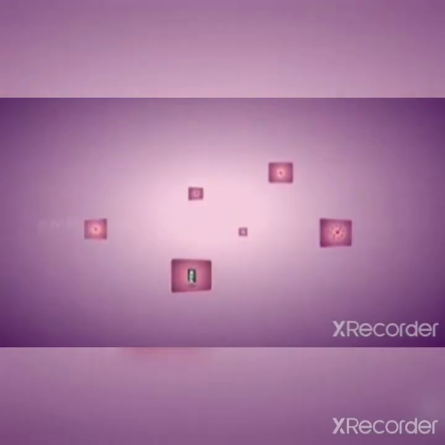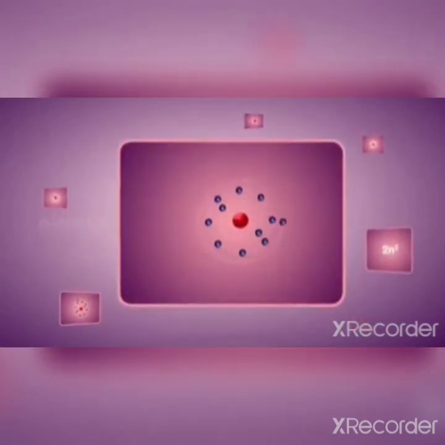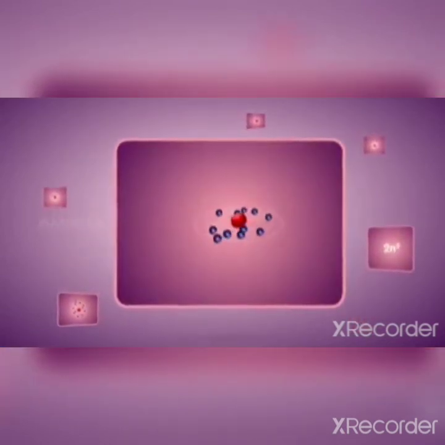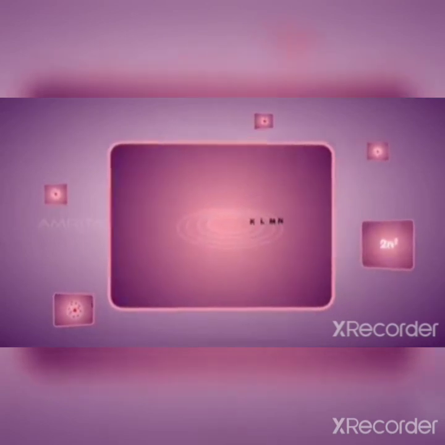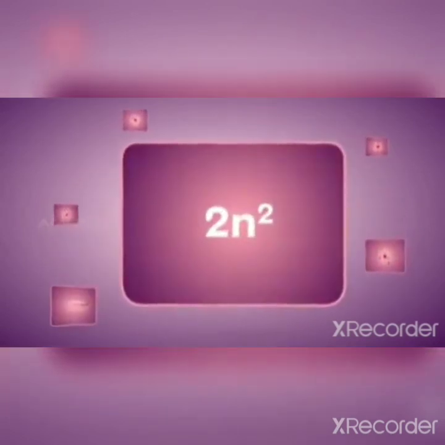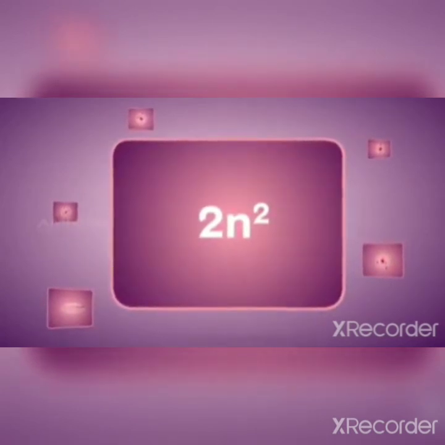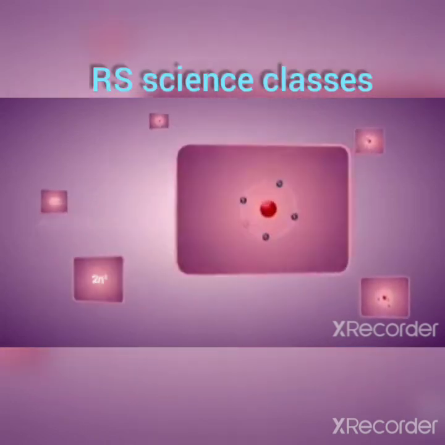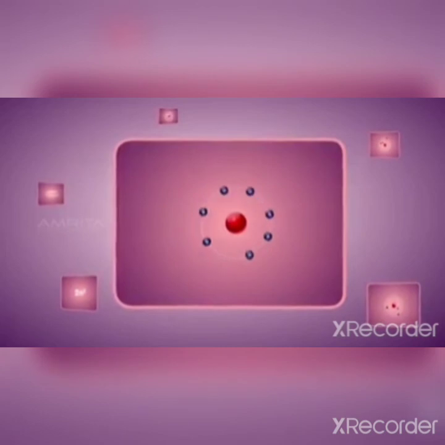Things to remember. In 1913, a Danish physicist, Niels Bohr, proposed an atomic model known as Bohr's atomic model. In an atom, the electrons revolve around the nucleus in definite energy levels called orbits or shells. The maximum number of electrons that can be accommodated in a particular orbit is 2n². The maximum number of electrons that can be accommodated in the outermost shell is 8.